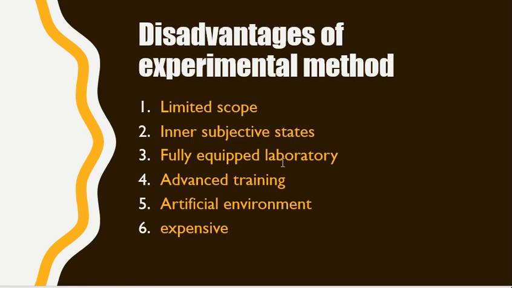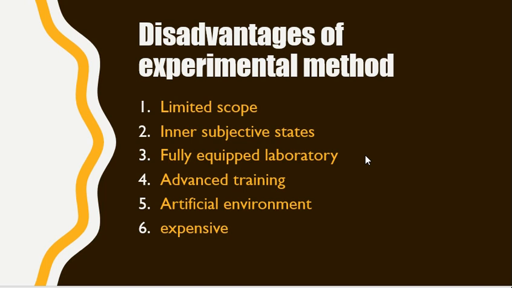Fully equipped lab. Experimental method requires a well equipped lab having the capacity to control all the factors. If the lab is not fully well equipped, if there are certain environmental factors that are affecting the behavior, so results will not be valid. So, there are very few labs of this kind which are fully equipped. A lot of money is required to set up a highly sophisticated lab for these highly sophisticated experiments.